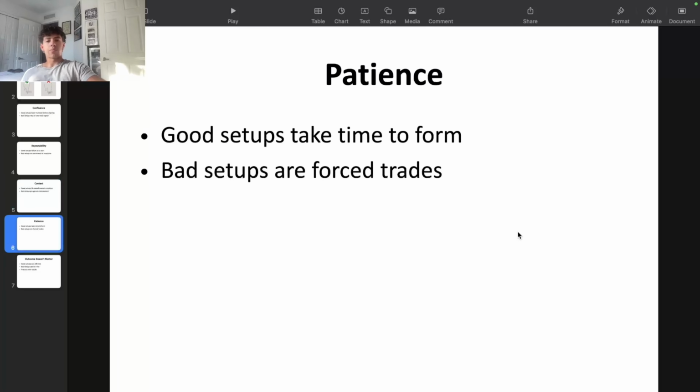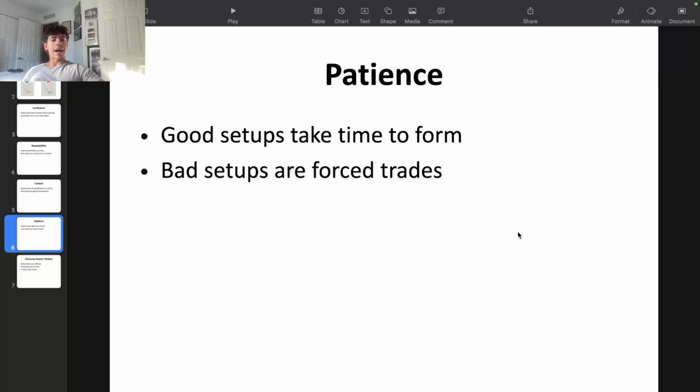Okay, next. Patience. Good setups take time to form. Bad setups are forced trades. This is kind of repeating itself, but it basically just means don't be too preemptive into taking something immediately. Understand that it's a candle. It takes time to form, to close, whatever. Your entry takes time to present itself.